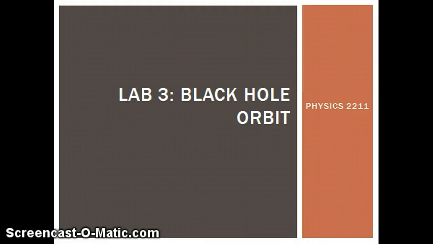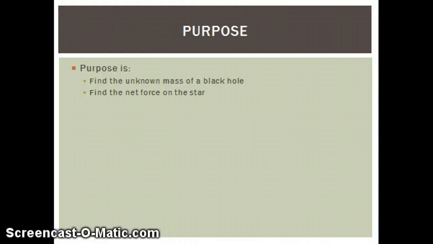This is Lab 3, the Black Hole Orbit Lab. We were given a dataset that included an X and a Y column with the star's positions. The purpose was to find the net force of the star, which was then used to find the unknown mass of the black hole. We then used a program, VPython, to analyze the star's motion in order to find the net force on the star.